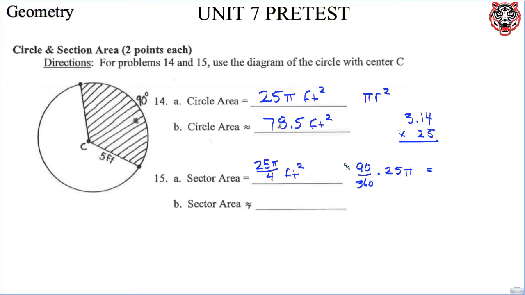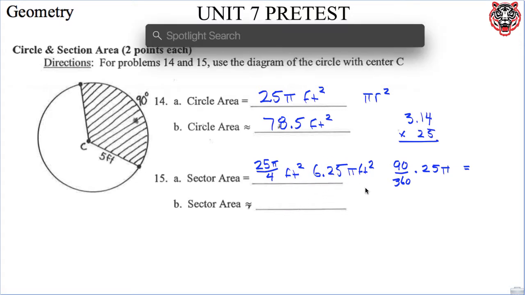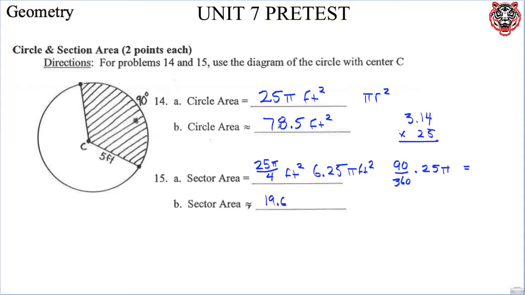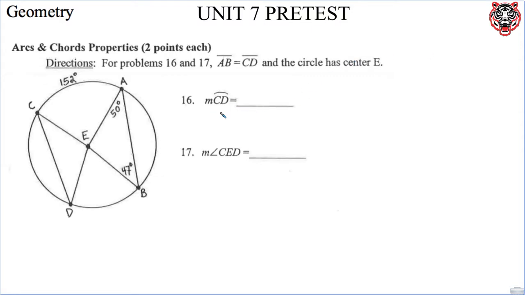You could have left it like that, or you could have left it as 25 divided by 4, what is that? That's 6.25, I think. Let me just double check. 25 divided by 4. Yeah, 6.25, and I need a pi in there too. 6.25 pi feet squared. And when I approximate that, I need to do my multiplication. I'm going to do that now. So it's 6.25 times 3.14, so 19.625. 19.625 feet squared.